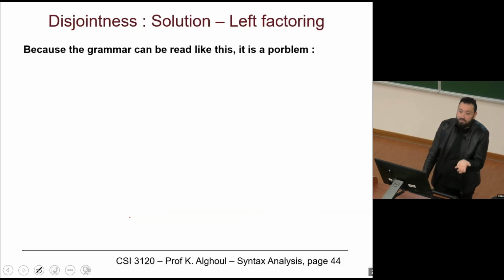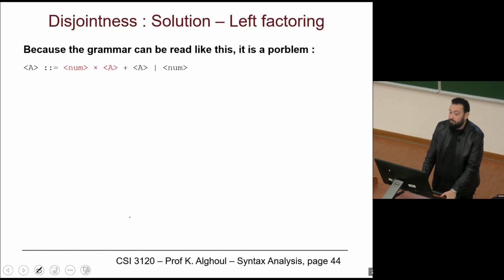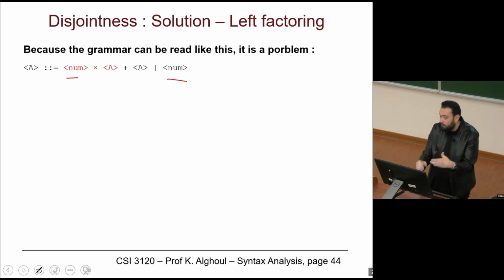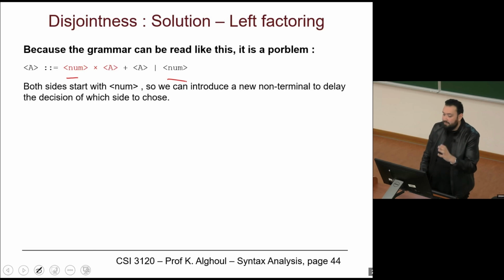Something called left factoring, because the grammar can be read like this. Of course, so this is the problem. The grammar can be read technically like this. So I have a num here and num here, so I'm going to have a problem. So what is the solution? Using left factoring. How can we do that?